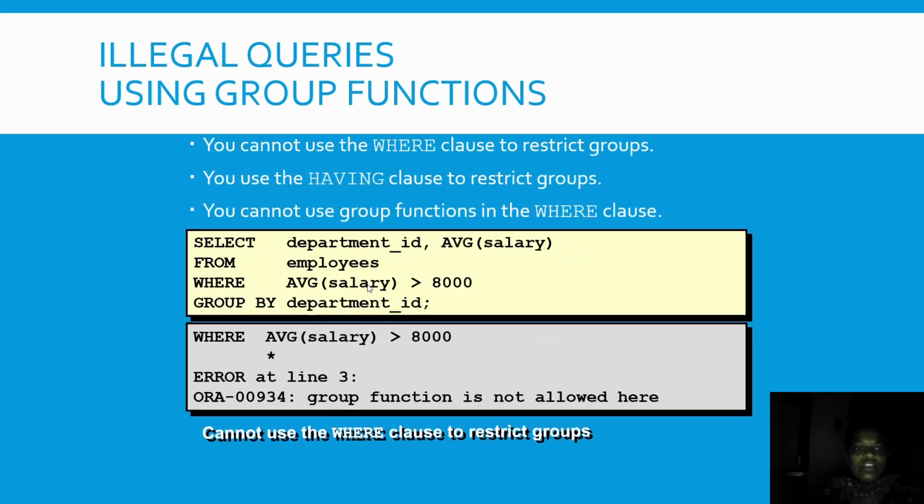The next one: if you are using where here, that also leads to an error. When you are using an aggregate function, you should not use where; you have to use having. In where we only give the condition. So in place of where, when we are using an aggregate function, use the having clause. The where clause should not be used to restrict groups. You have to use only the having clause. That also leads to an error if you use where.